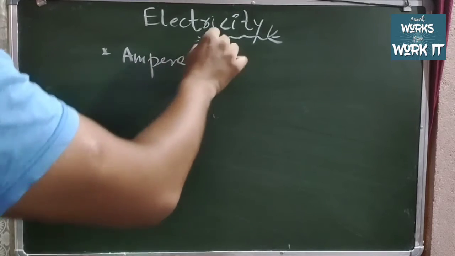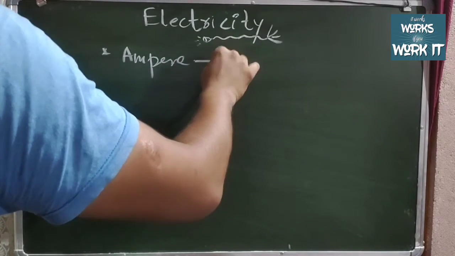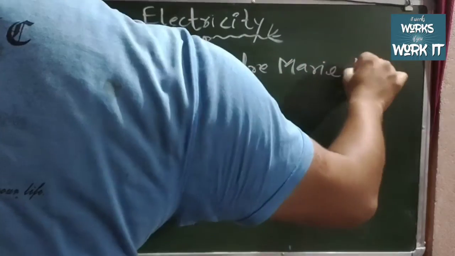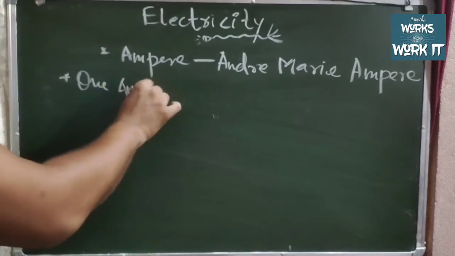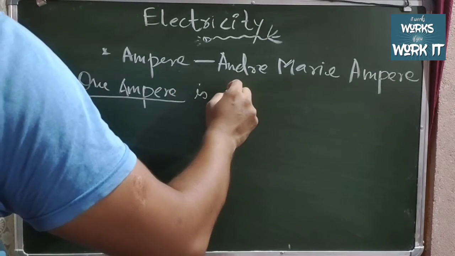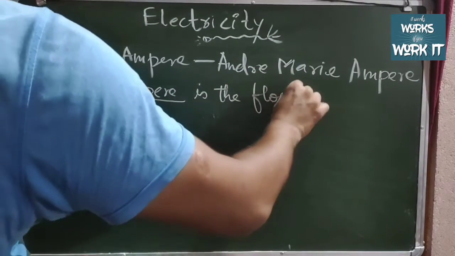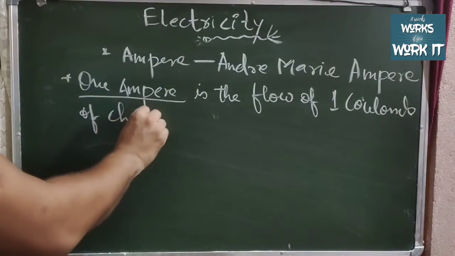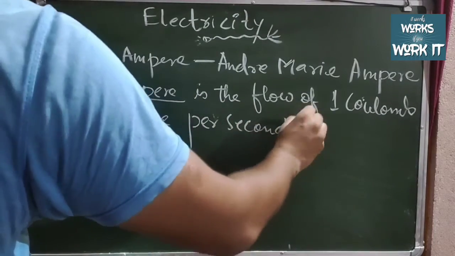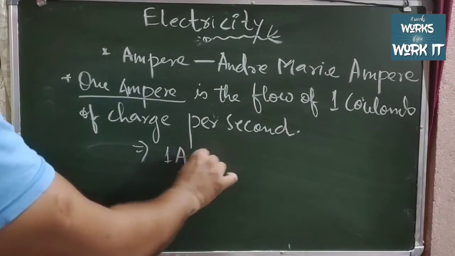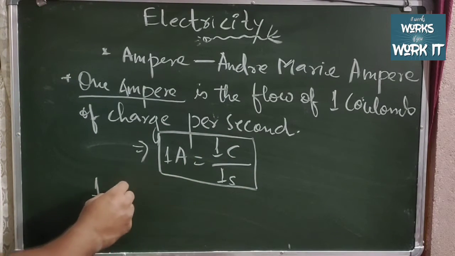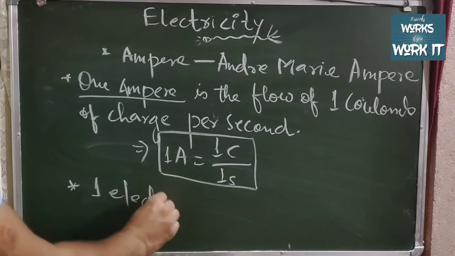So next is about the ampere. Ampere was named after the scientist Andre Marie Ampere. And 1 ampere is the flow of 1 coulomb of charge through an electric circuit per second. That is the definition of 1 ampere: 1 ampere is equal to 1 coulomb upon 1 second.